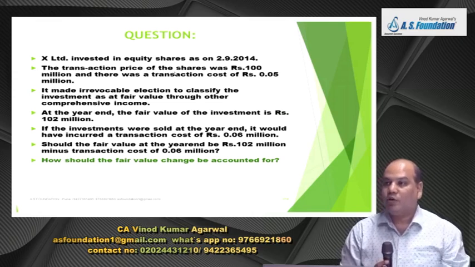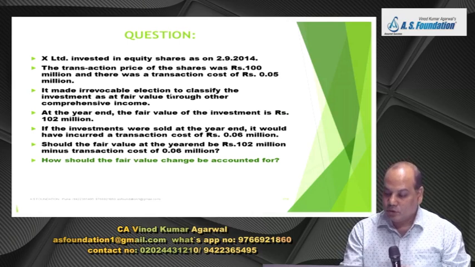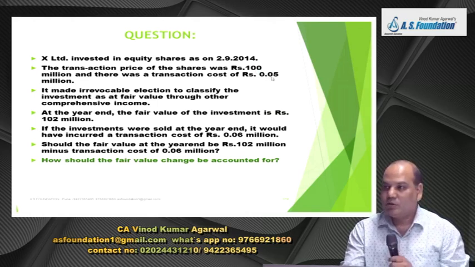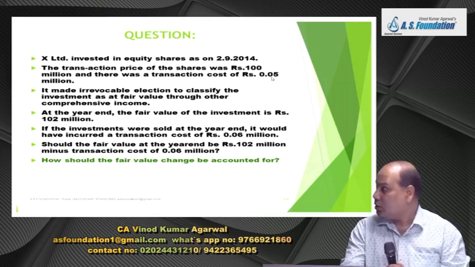It made an irrevocable election to classify the investment as at FVT OCI. So what about this transaction cost? You will add to this 100. So your year 0 day investment will be 100.05. Is it right?